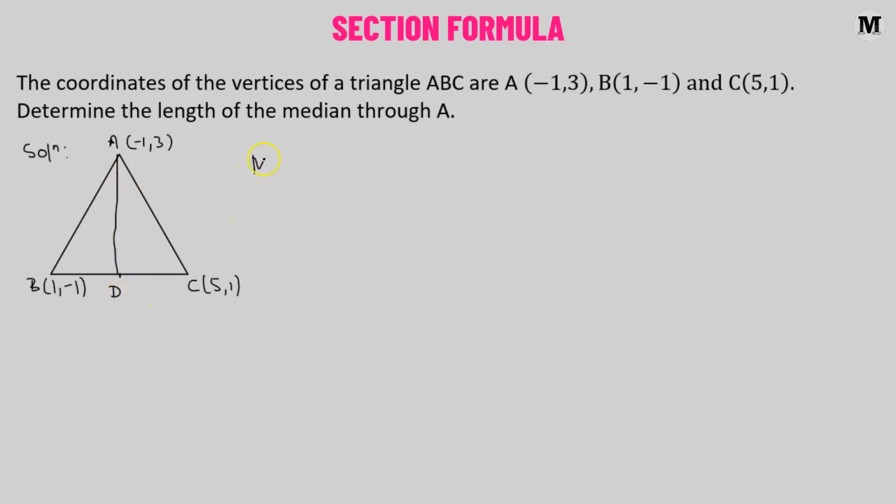First, let's find out the midpoint of side BC. So that's simply the coordinate of D. That's going to be given by, all we have to do is take the sum of the x coordinates of the endpoints. So we're going to add 1 and 5, and then divide by 2. To find the y coordinate, we add the y coordinates of the endpoints. So that's -1 plus 1, and we divide by 2. So this is going to give us the coordinate of the point D.